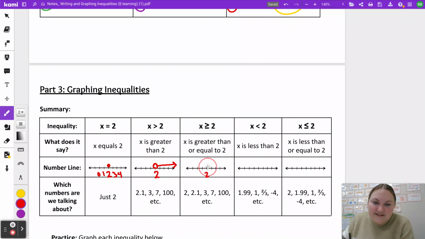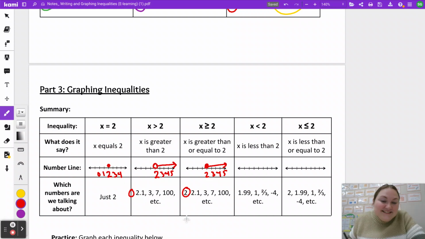We're talking about all these numbers greater than 2, like 3, 4, 5. Same thing here, 3, 4, 5. But the difference between these is that x can also be the number 2. So that's where we would use that closed circle. When you're deciding open or closed, it's all about, are we including 2 or are we not including 2?